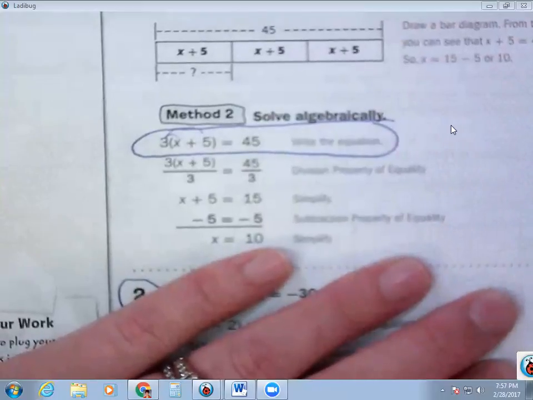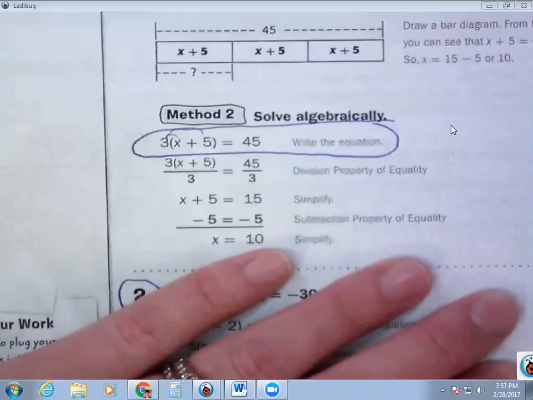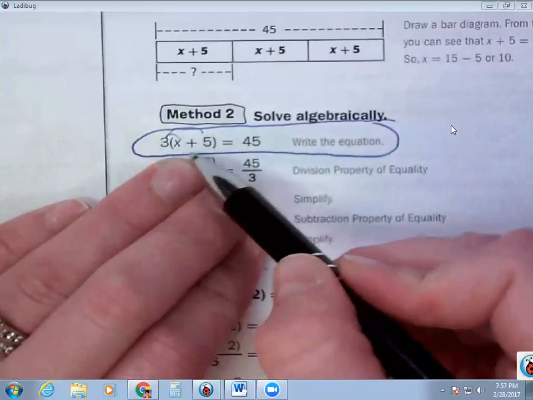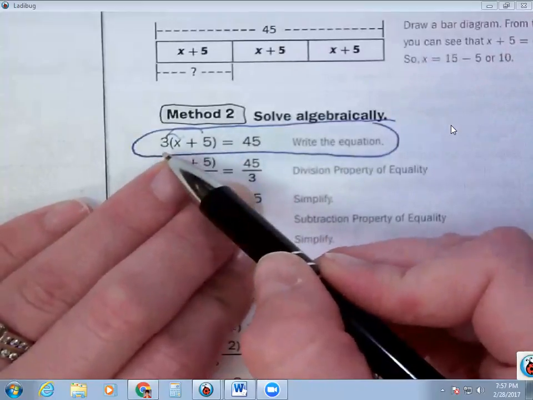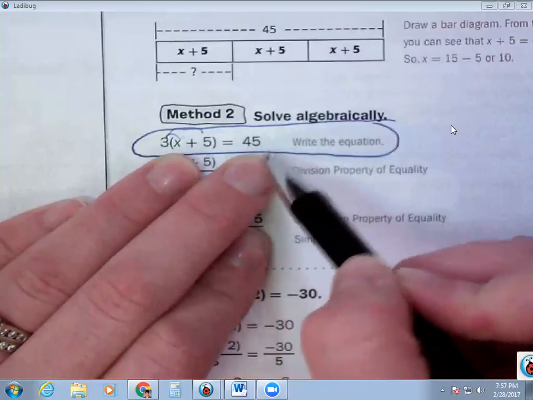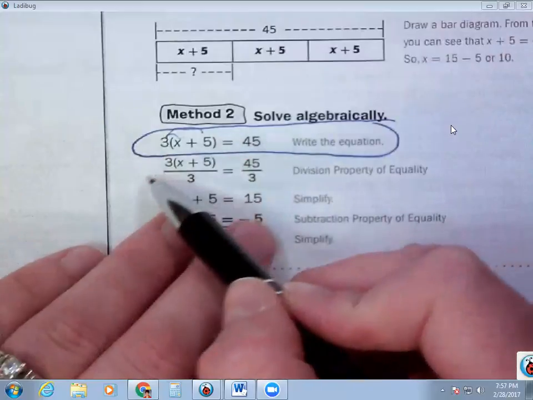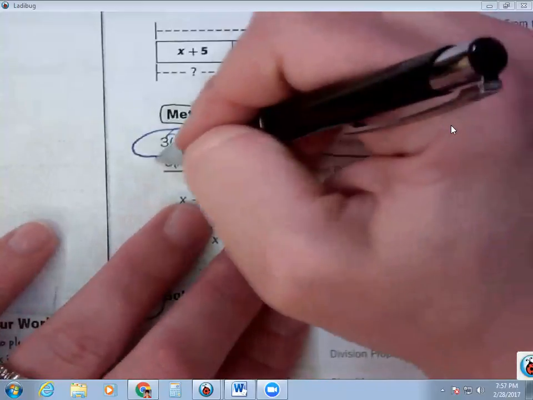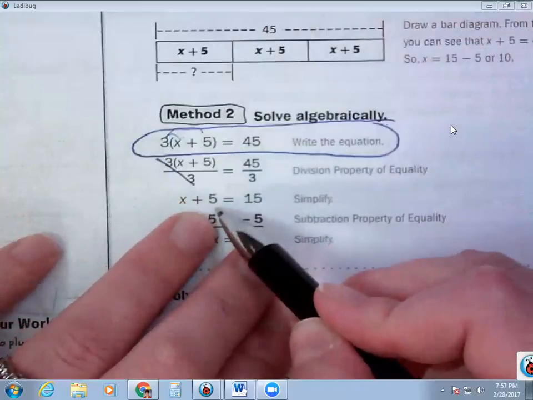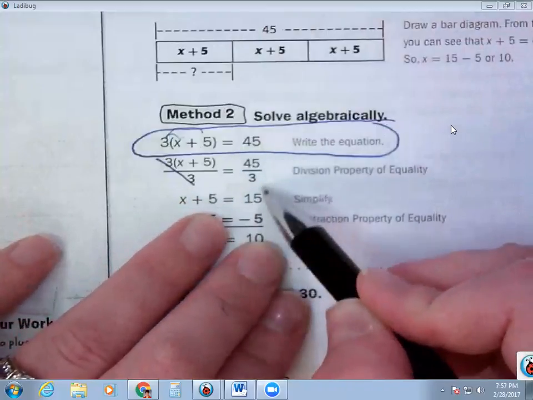I'm going to save you some steps because 3 times x plus 5 really is just 3 times some quantity, right? Can I get rid of that 3 by dividing both sides? Since I've got 45 over here and there's no x's or anything, yeah, let's do it. Let's go ahead and divide both sides by 3. That way we can get rid of that 3. And then what do we have on our own? x plus 5 equals 45 divided by 3, which is 15.